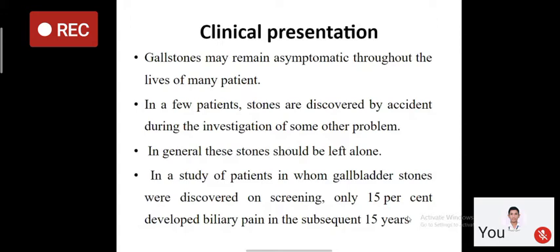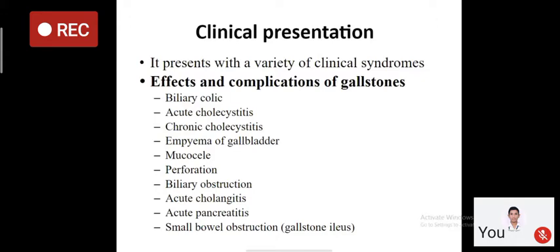So you can see only a few of them will develop symptoms later on. That is why cholecystectomy is indicated only in symptomatic patients, not in asymptomatic patients. So the question is, what are the clinical presentations of gallstone? And the second question is, what are the effects and complications of gallstone?